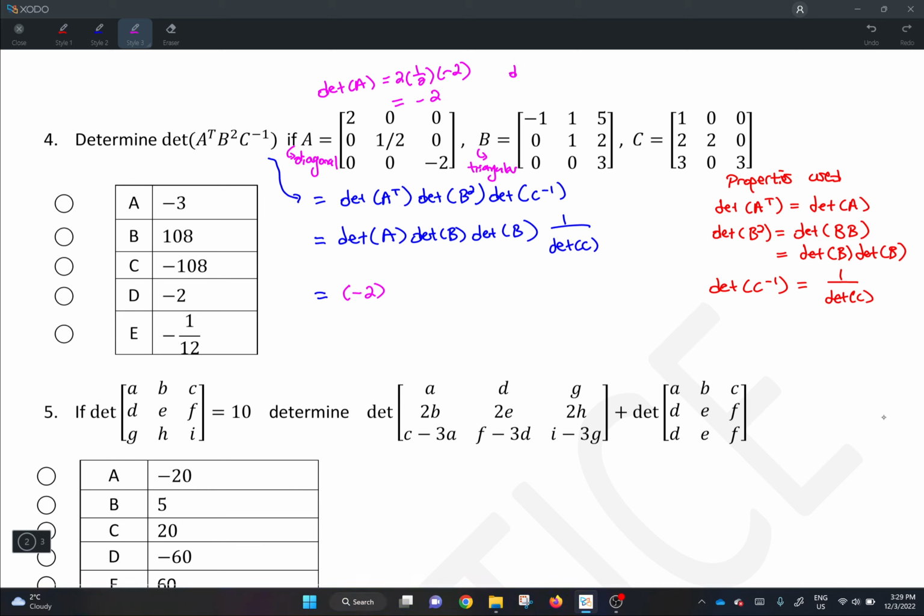And the determinant of a triangular matrix is also the product of the terms along the diagonal. So negative 1 times 3, which is negative 3. It's going to get thrown down twice, once for each determinant of B. And then C is also a triangular matrix.